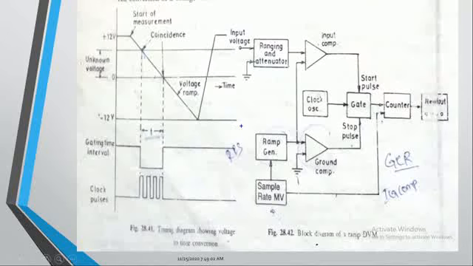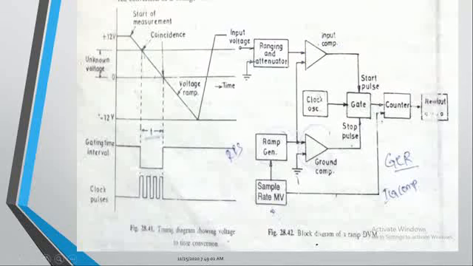We can easily understand. In the block diagram explanation, I am simply applying the input signal, the unknown signal whose voltage we are supposed to measure. This signal is always compared by the comparator with the known voltage, which is the ramp signal generator. This ramp signal generator generates the ramp signal, and it is always compared with this one.